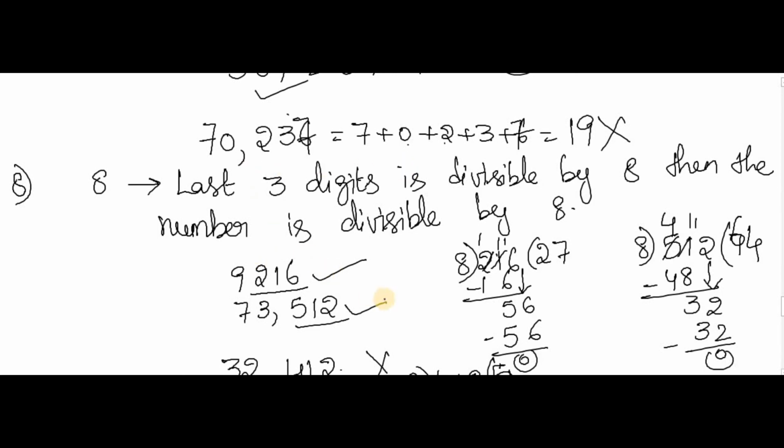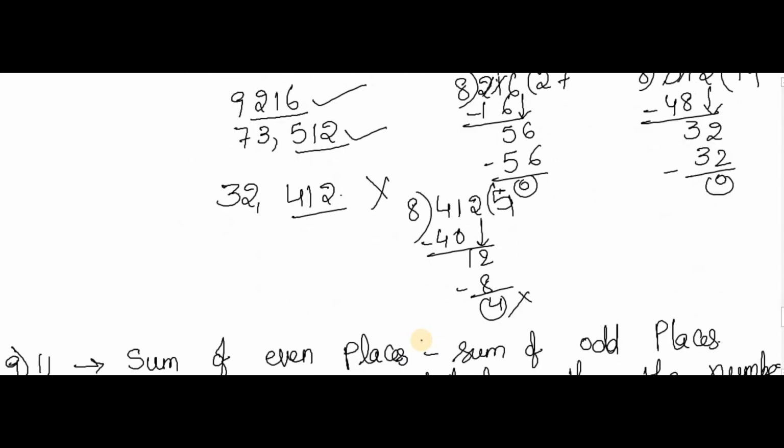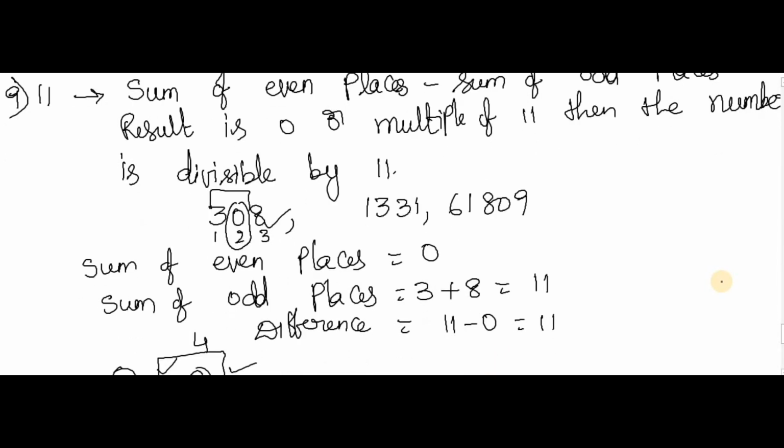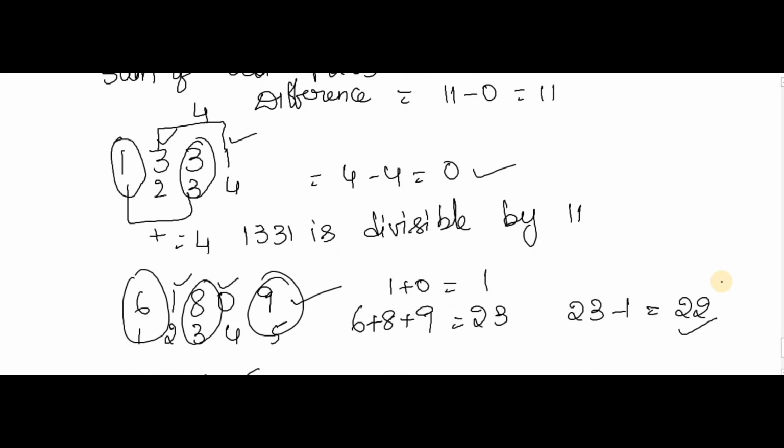See here, if you observe 4 and 8, for 4 the last two digits should be divisible by 4. For 8 the last three digits should be divisible by 8. If you observe 3 and 9, if the sum of the digits is a multiple of 3, then it is divisible by 3. If the sum of the digits is a multiple of 9, then it is divisible by 9. Okay. And this 11 is entirely different. If the difference between the sum of even places and odd places is 0 or a multiple of 11, then the number is divisible by 11. Okay.